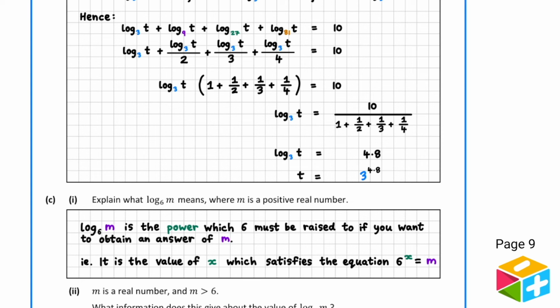To find the value of t, we need to get rid of the log base 3. The opposite of log base 3 is power base 3, so here we should raise both sides as a power base 3. This gives us that t is equal to 3 to the power of 4.8.